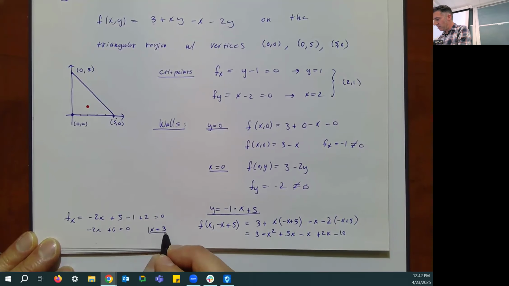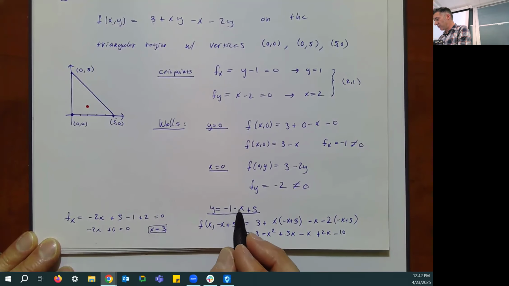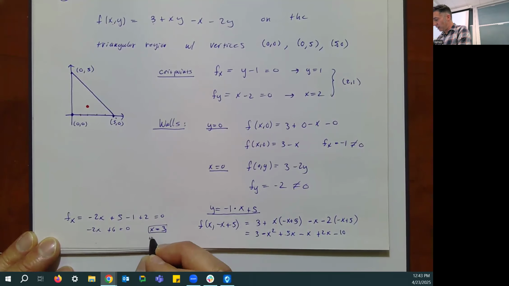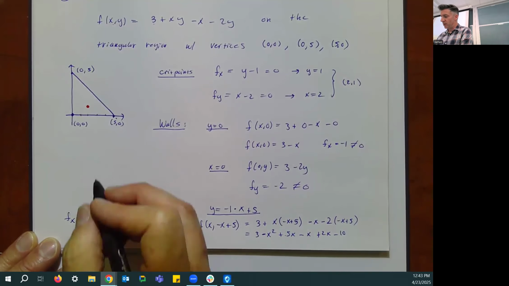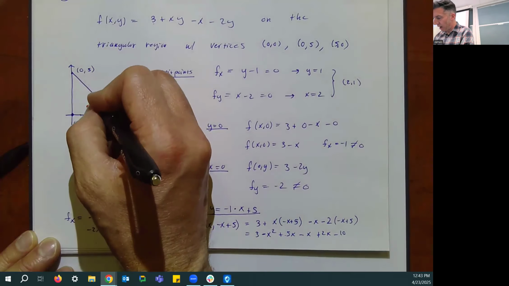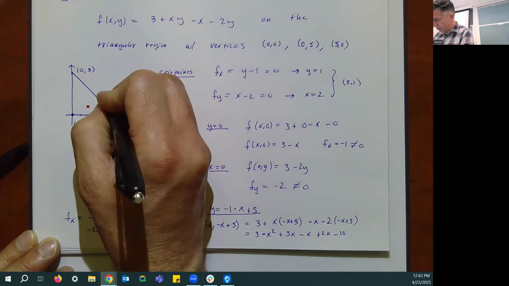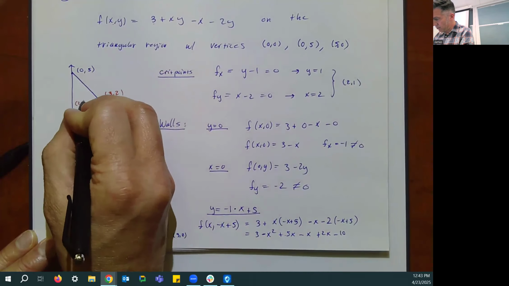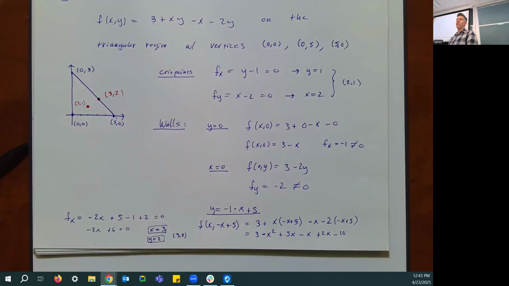And if x is 3, the y value is negative 1 times 3 plus 5, so negative 3 plus 5 is y equal to 2. So our other critical point, our boundary critical point, is 3 comma 2, and it should be on the boundary. That's kind of weird when it works out that way, but that's always going to happen with a triangle. For a triangle, at least one of your boundaries isn't just going to be a y equals something or an x equals something. One of them has to have some sort of slope to it that is not just 0 or undefined. All right, we have all the points.